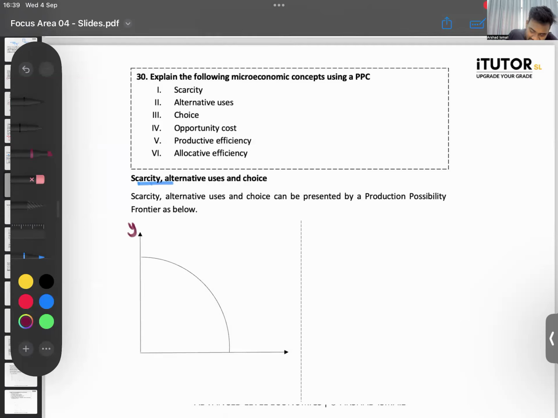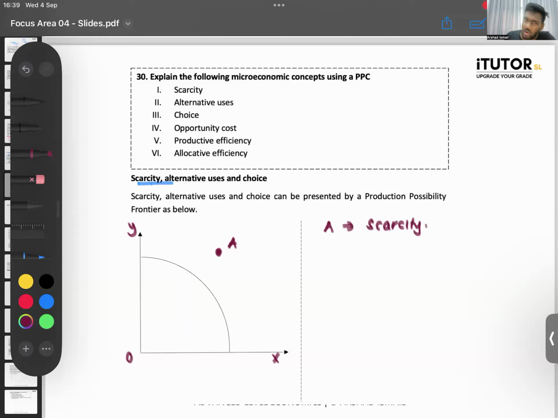Let's say this is good Y, let's say this is good X. Where is scarcity? Scarcity is at a point outside the PPC. So scarcity, let's say, is a point outside the PPC because that is a point that is unattainable. We don't have the resources to produce that. We can maximum produce only this much and this much. That is the maximum we can produce. We can't produce beyond the PPC. So point A represents scarcity.